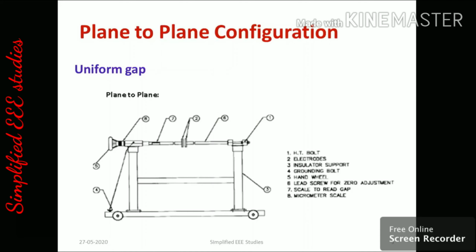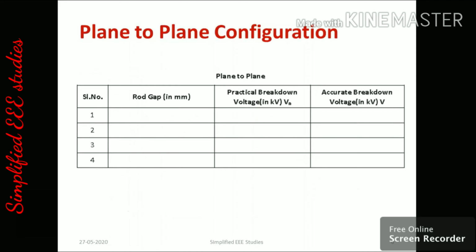So this is the way how to measure. You can observe the tabular column. You have to maintain the gap distance, say 10 mm, 20 mm, 30 mm, 40 mm, 50 mm, etc. In each case you need to note down the practical breakdown voltage. It is in terms of kilovolt.